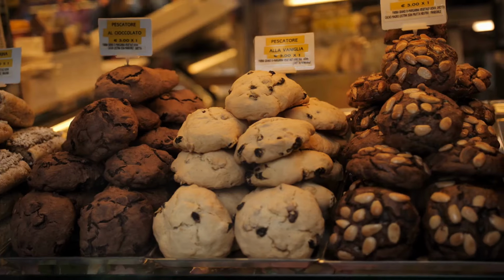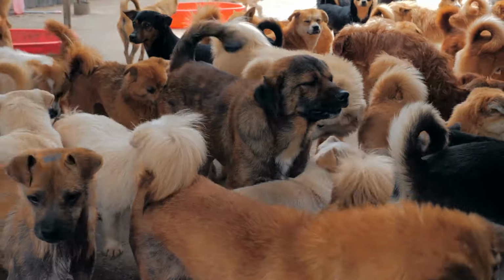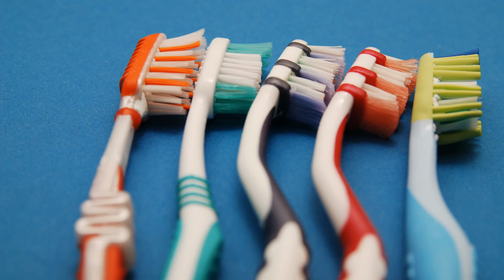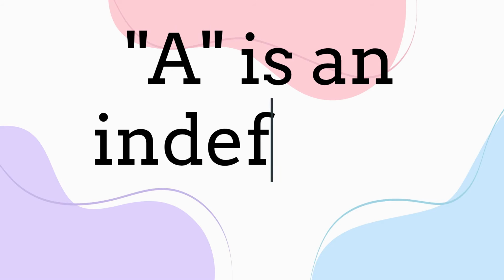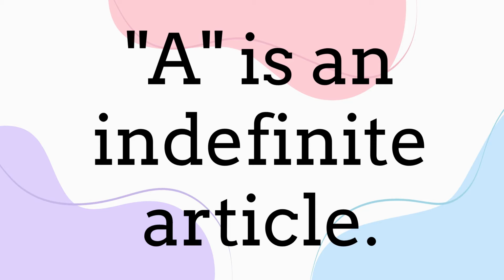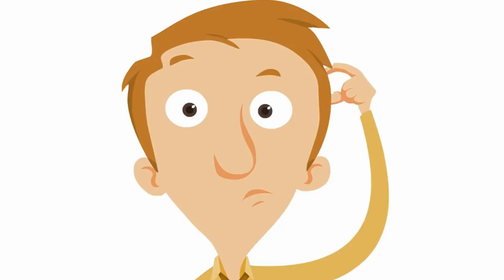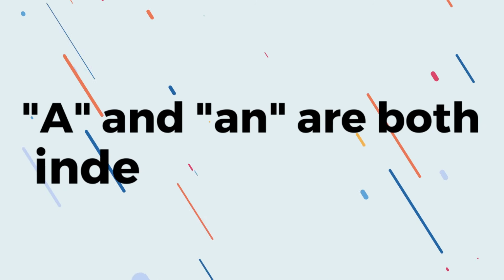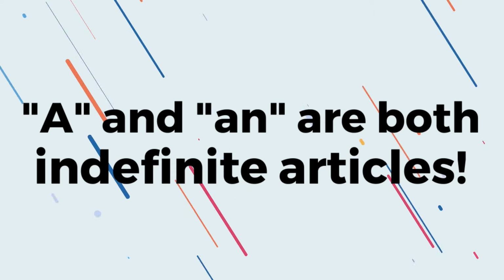A cookie, that could be any cookie. A dog, that could be any dog. A toothbrush, that could be any toothbrush. A is an indefinite article, and it's not the only one. What? Yeah. An is an indefinite article too. A and an are both indefinite articles.